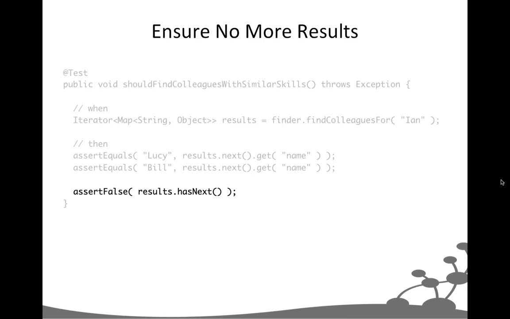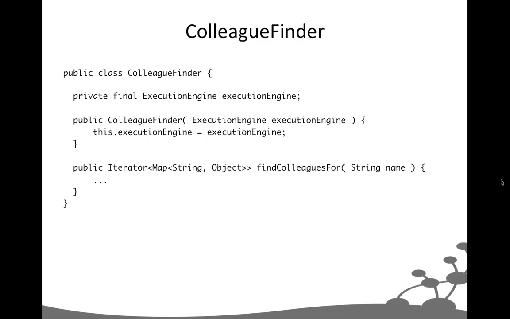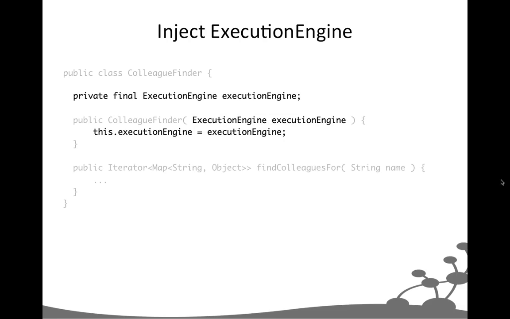We then have to make this test pass by actually implementing our ColleagueFinder. So here's the beginnings of our ColleagueFinder object. This is a thing that encapsulates our query. Here's the constructor. Remember, in our test setup, we were injecting a Cypher execution engine into an instance of a ColleagueFinder. So here you can see we've injected it into the constructor, and assigned it to a private member variable, so it's available to all the other methods in the class.